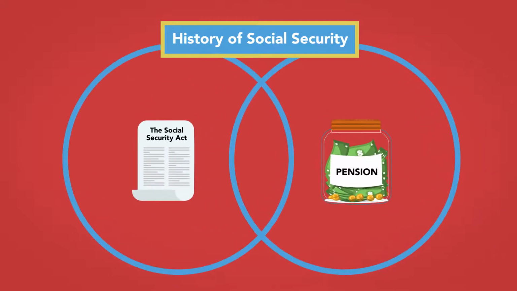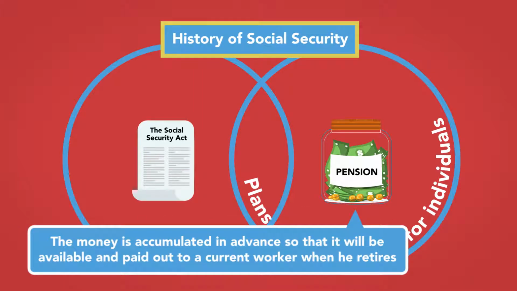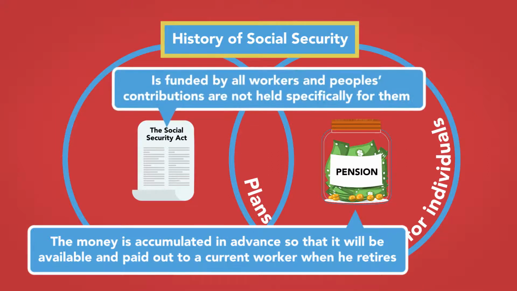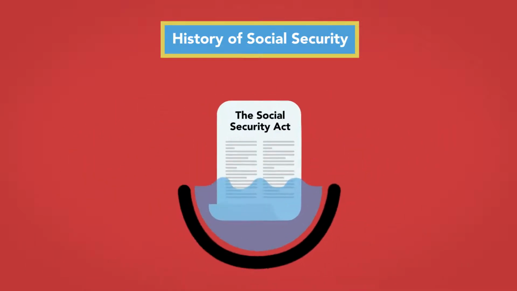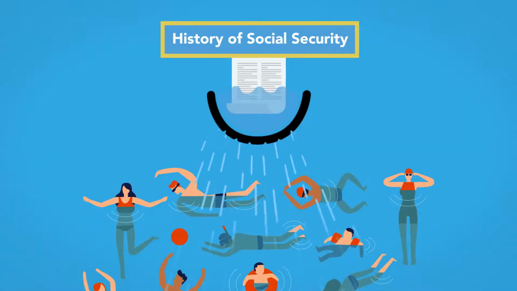Social Security differs from private pensions in that private pensions are pre-funded for individuals. The money is accumulated in advance so that it will be available and paid out to a current worker when he retires. Social Security, on the other hand, is funded by all workers, and people's contributions are not held specifically for them. Social Security taxes are held in a pool that benefits all recipients of Social Security.